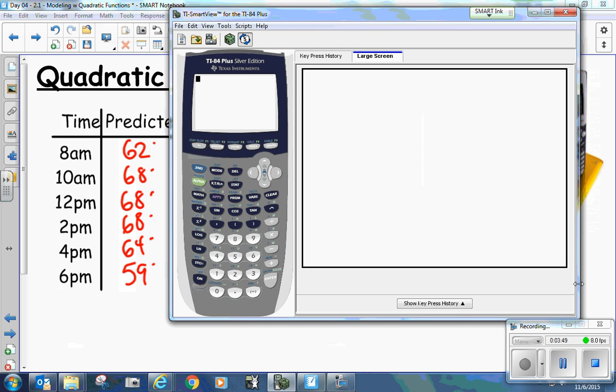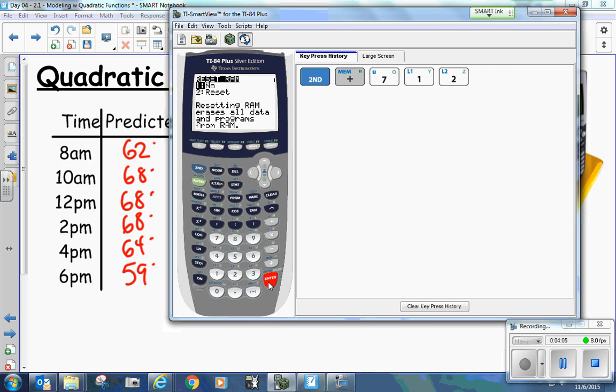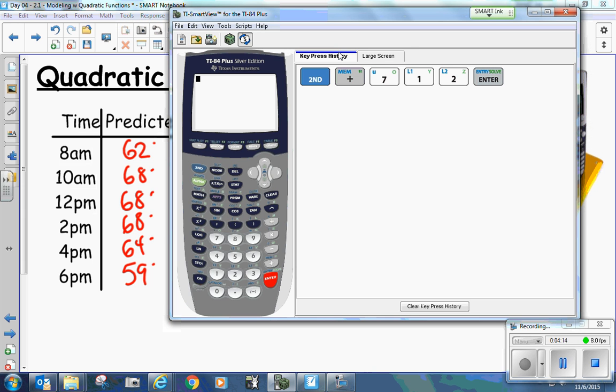The background's white instead of gray. So now, how do I start this again? First, before you do anything, clear the calculator. It's second plus 7, 1, 2, and enter. It's completely cleared out now. Again, if you don't know it, second plus 7, 1, 2, and then enter, and you're good to go.